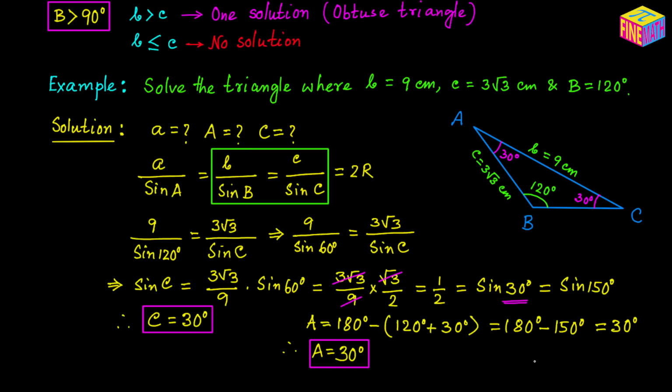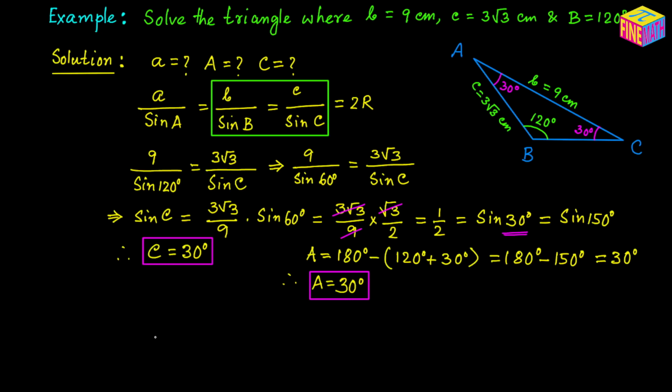Now the only other remaining attribute we have to find is the side length a. I'm going to use the first two ratios from the sine law, where a over sine A equals b over sine B. So we can write it as a over sine of 30 degrees, because we know angle A is 30 degrees, equal to b over sine B. Here b is 9 centimeters, so I'm writing b over sine of 120 degrees.